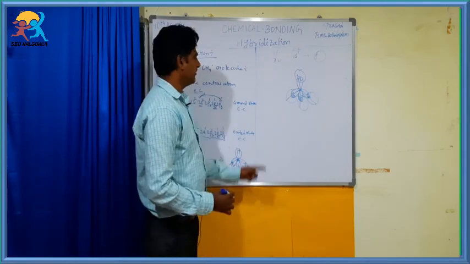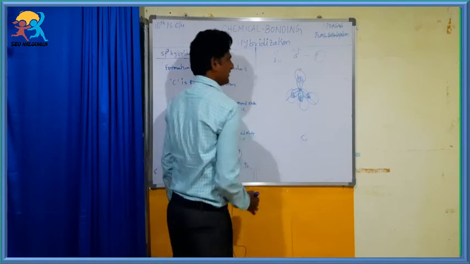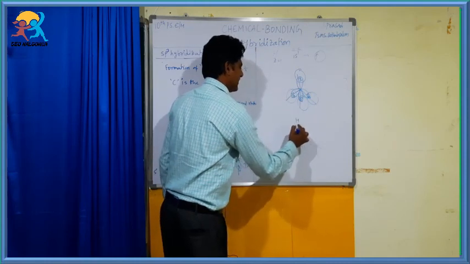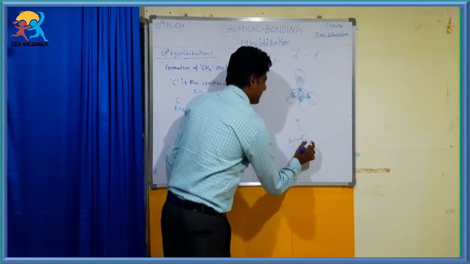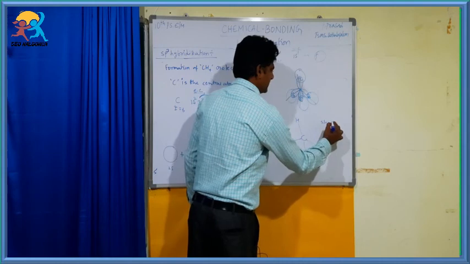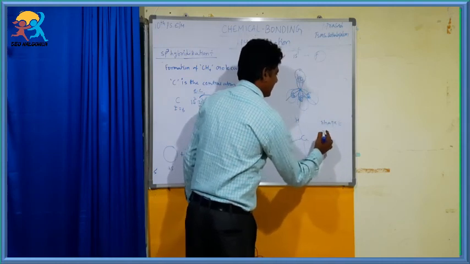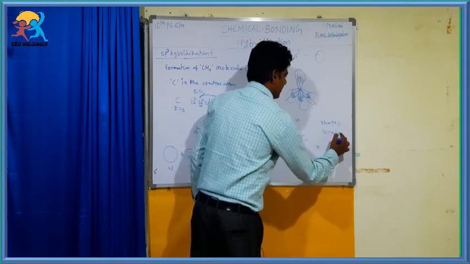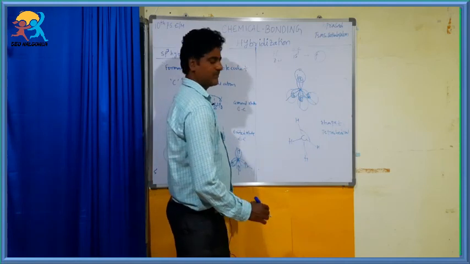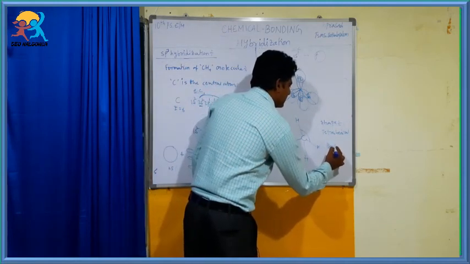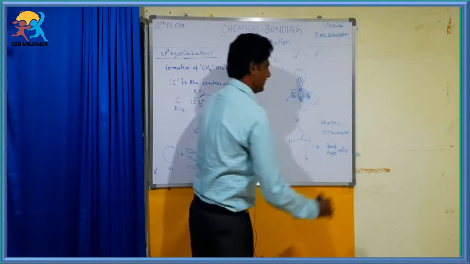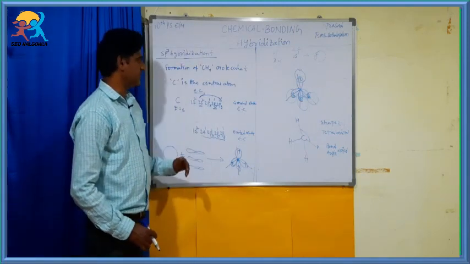Okay, so what is the central atom here? Carbon. Next, which orbitals overlapped with carbon sp3 hybrid orbitals? Hydrogen atoms. So how are they arranged around the central atom, in which manner? Tetrahedral manner. So then what is the shape of the molecule? Tetrahedral. So here what is the bond angle between two hydrogen atoms? It is also called bond angle. Here bond angle is 109 degrees 28 minutes. Okay, this is formation of sp3 hybridization.